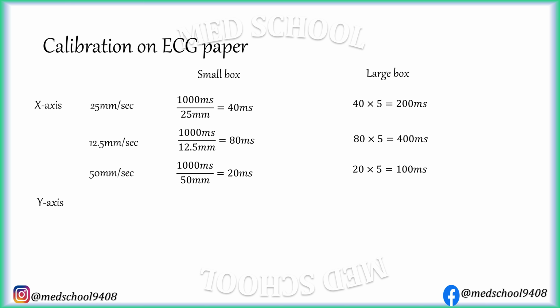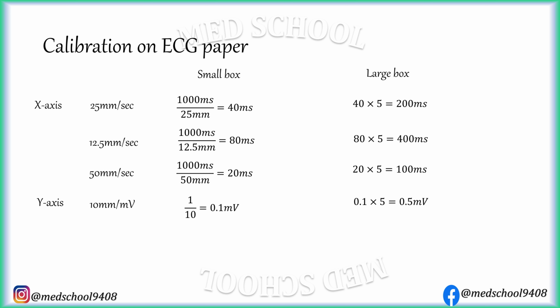On y-axis, normally used calibration is 10 mm per millivolt. This means 10 mm on y-axis represent 1 millivolt. So on y-axis, one small box of 1 mm represent 1 divided by 10, that is 0.1 millivolt. And one large box represents 0.1 multiplied by 5, that is 0.5 millivolt.